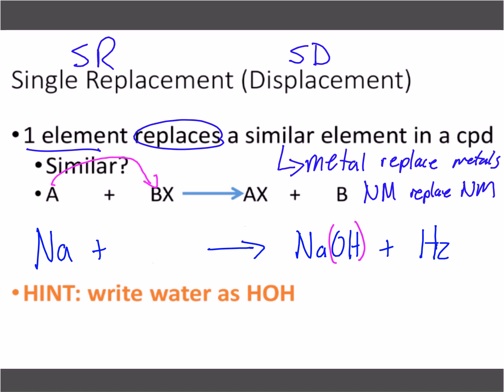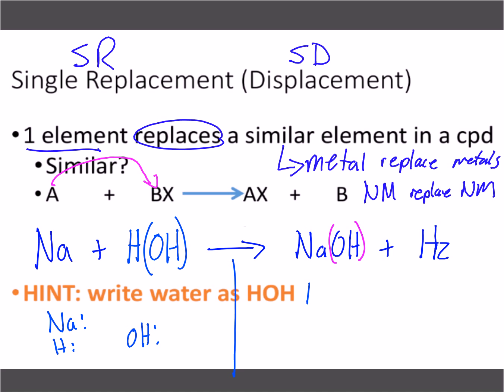I'm going to rewrite the water formula to show hydroxide. If I rewrite it like this, have I changed my formula for water? No, it's still two H's and one O, so it's still the same thing. But guys, by writing it out as HOH, it makes it a whole lot easier to balance your equation when we treat it like the polyatomic ion that it is. So we can say Na, we can say H, and we can say OH. Over here, we've got Na, we've got H, and we have OH as well.